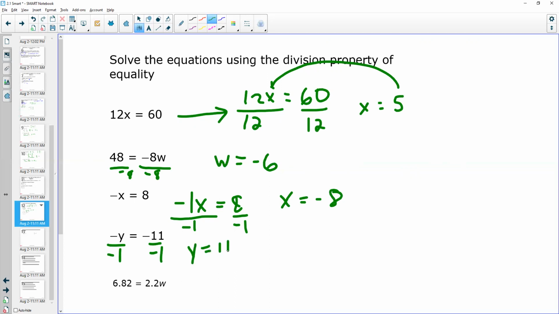Essentially what happens when you divide or multiply by -1 is you switch the signs on both sides, right? Where they were once both negative, now they're both positive. And then this bottom one, it's being multiplied, so I'm going to divide. 6.82 divided by 2.2. This is where you think your calculator would be handy, right? I don't know. What does it turn out to be? 3.1. I had to calculate myself.